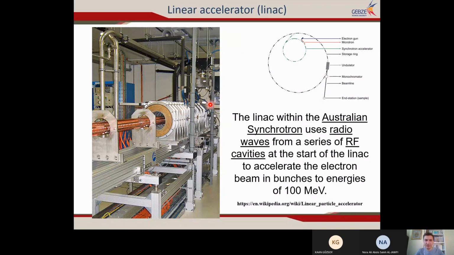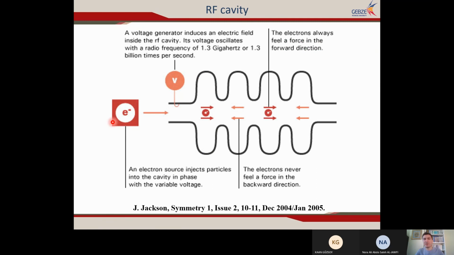Here is the picture of a LINAC from the Australian synchrotron. This type of LINAC contains RF cavities. The design of the tube is completely different from a standard tube. It has certain features in order to apply RF frequencies to accelerate the charged particles within the LINACs. So here, this is the main working principle of an RF cavity.